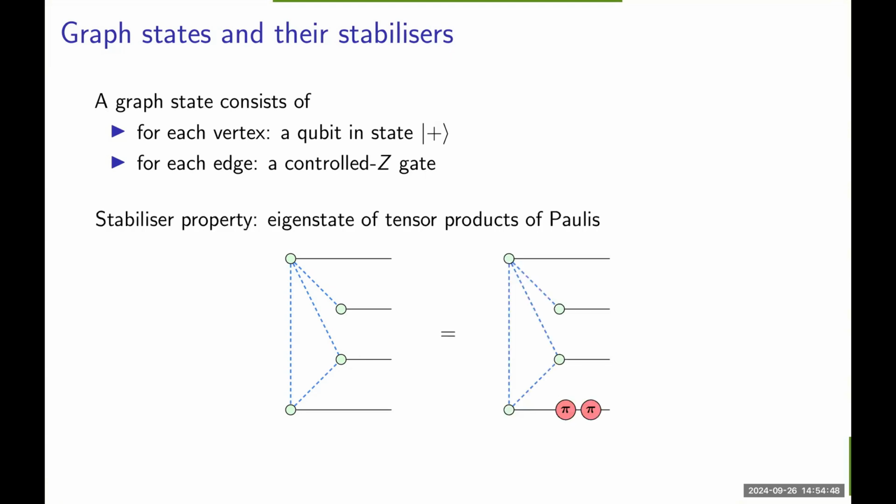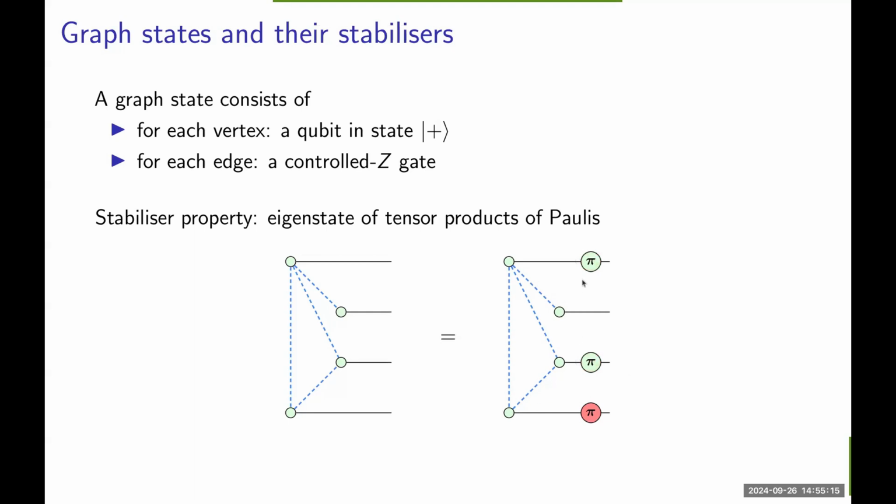They have a property called the stabilizer property, which means that they're eigenstates of tensor products of Pauli operators. And we can prove that in the ZX calculus by introducing two Pauli X's on one of the wires, which of course cancel each other out. And then we can take one of those and copy it through that green spider down here. And remember these blue dashed edges actually have a Hadamard gate on them, so the color changes. And what we end up with is Pauli Z's on all the neighboring vertices of our original one.